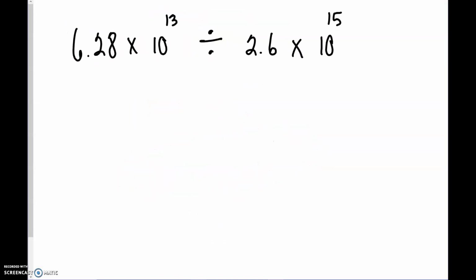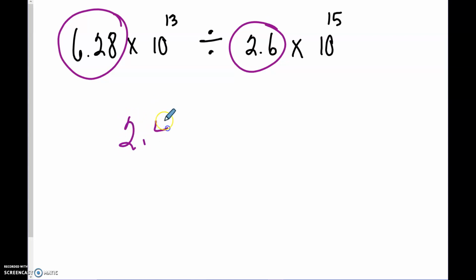All right, last problem in this review. So because this is division, I like to take this number divided by this number. So 6.28 divided by 2.6, and I get 2.41538. It goes on and on and on. So I'm just going to do 2.4 times 10. Now remember, we're going to subtract these exponents. So this is 13 minus 15 is a -2 exponent. Okay, 2.4 times 10.